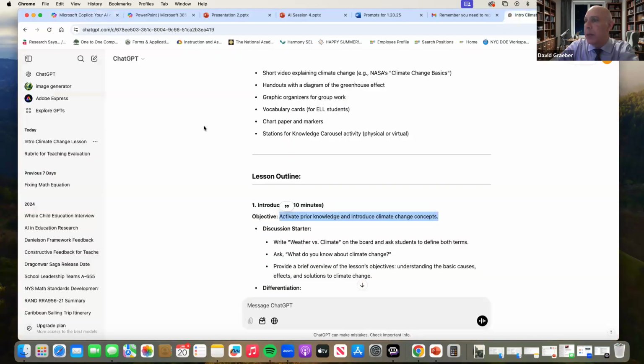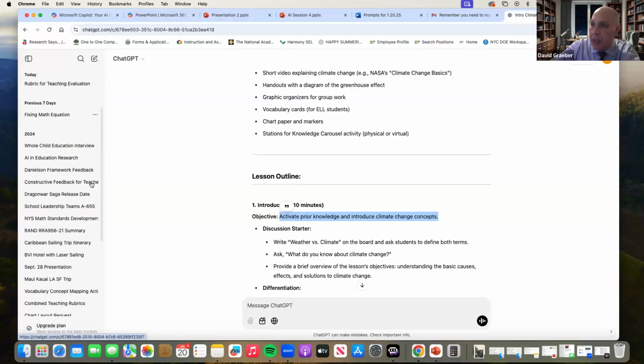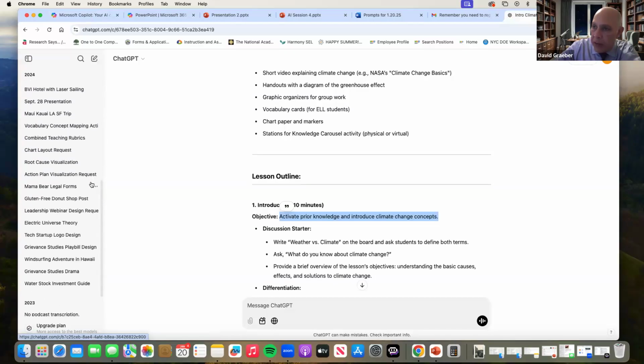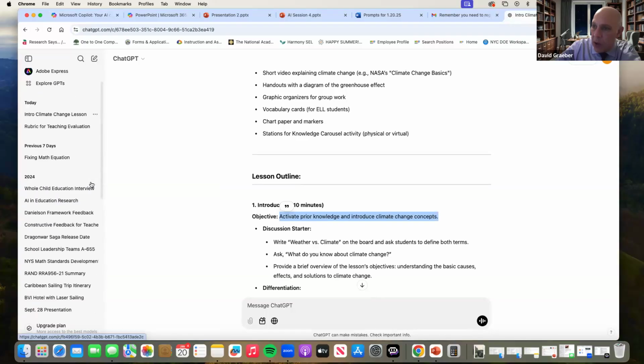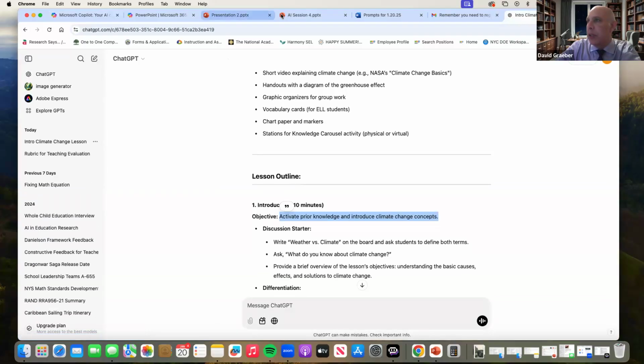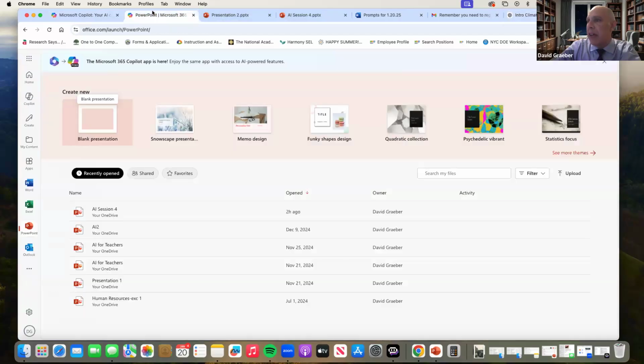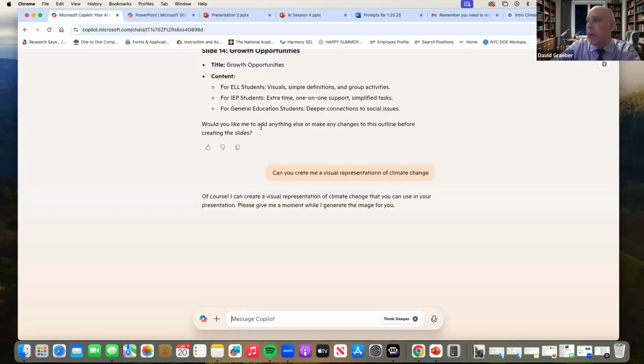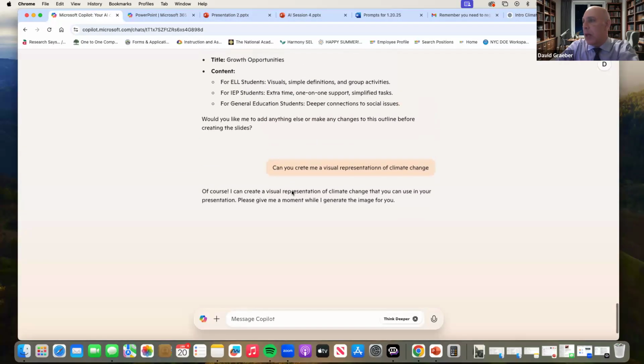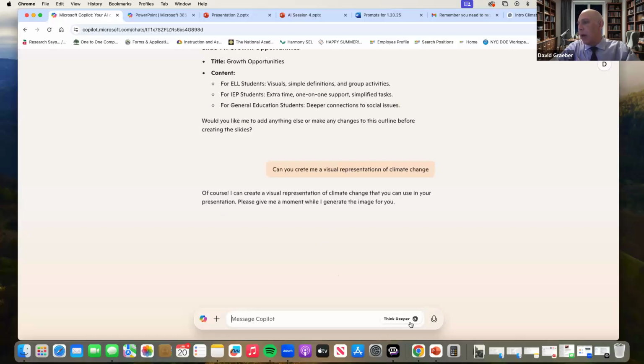We'll go back to ChatGPT. With ChatGPT you can save, look at all the different stuff. It saves all of your searches, easy to navigate, right? This is taking long, so sometimes we stop.